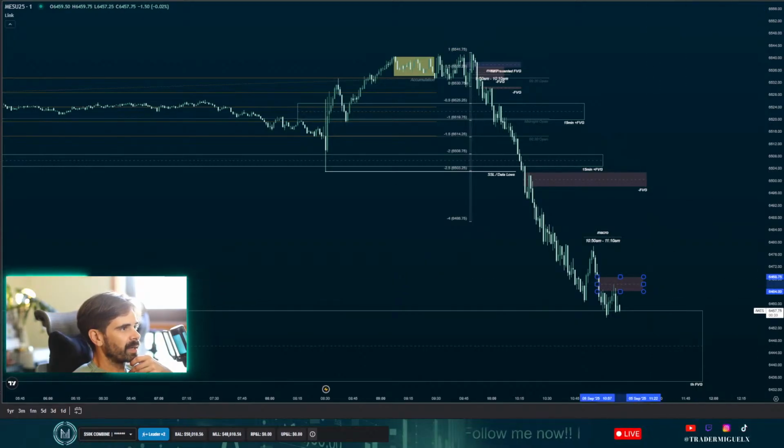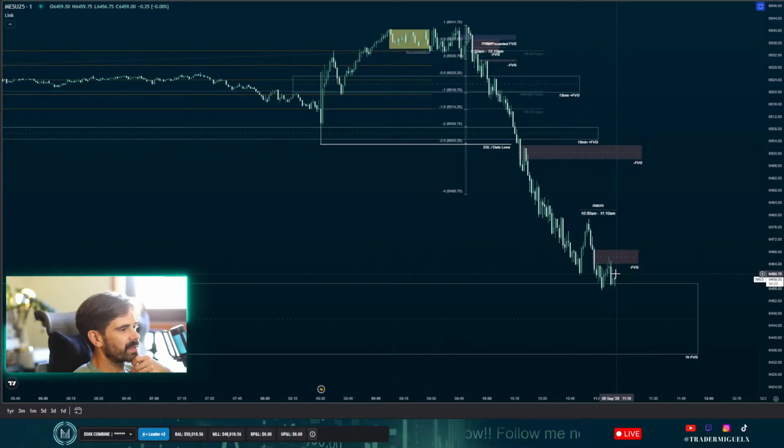Bearish fair value gap respected here, midpoint of it. So let's see if price wants to go a little bit further down. For that to happen, it needs to close below this green candle here. So far, no close below.